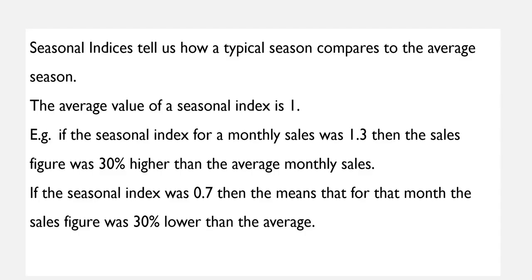Seasonal indices tell us how a typical season compares to the average season. So if all of our seasons that we're looking at are the same, then our seasonal index for each one of those is going to be 1. If the seasonal index for monthly sales or quarterly sales was 1.3, then it means that the sales figure for that period was 30% higher than average monthly sales. Similarly, if the seasonal index was 0.7, then it means that for that month or quarter or period, the sales figure was 30% lower than the average.